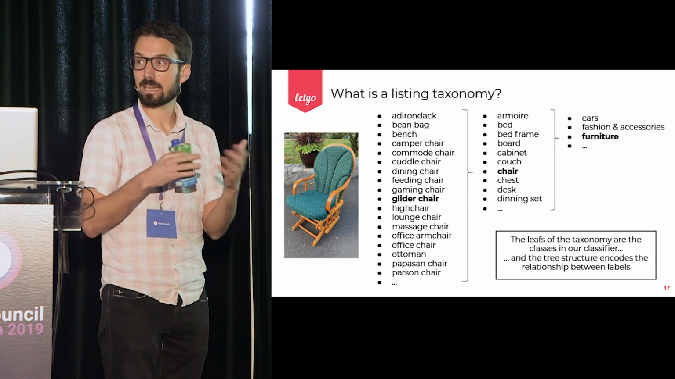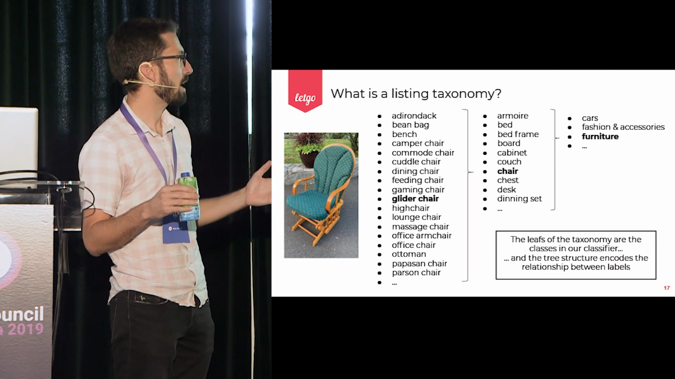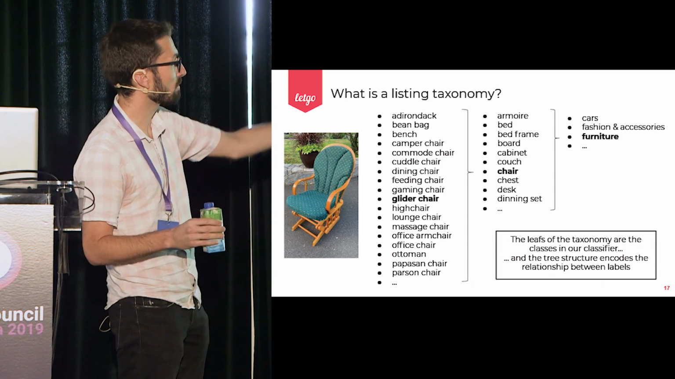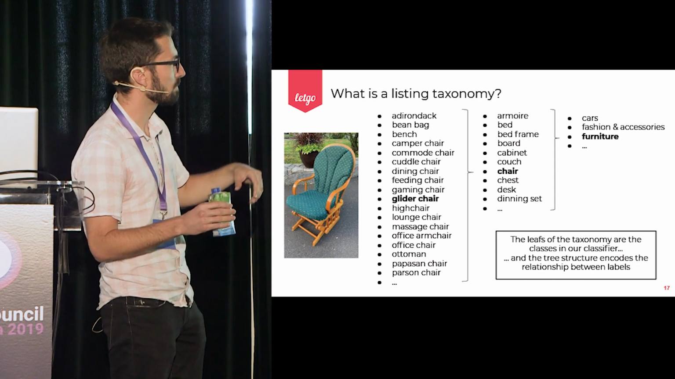In a classifieds platform, in Amazon, in any place that sells chairs, there is not one type of chair, but many. Here is just a sample of the different types of chairs that we have: Adirondack, gaming, feeding.